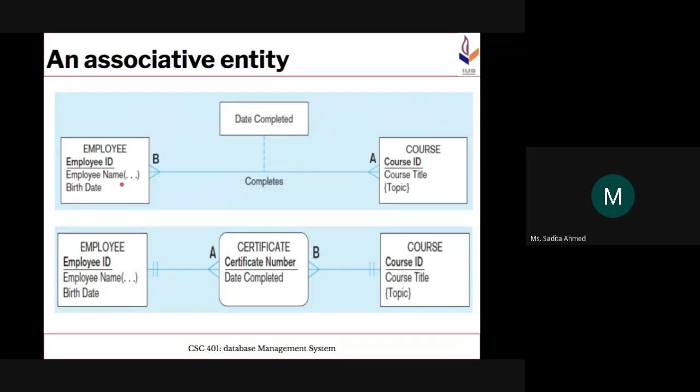Tell me that. No, miss. Why not? That would be an attribute of completes. Why? Why not under employee? What problems could we have if we put date completed under employee?